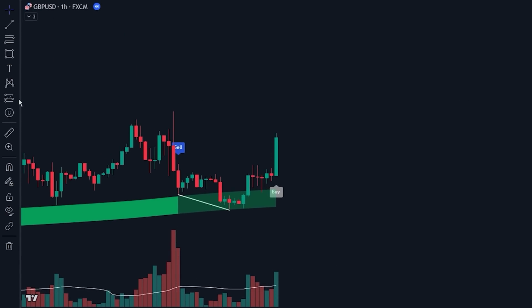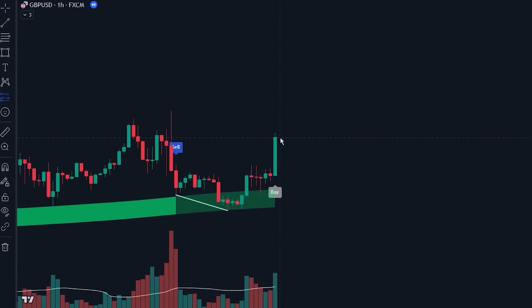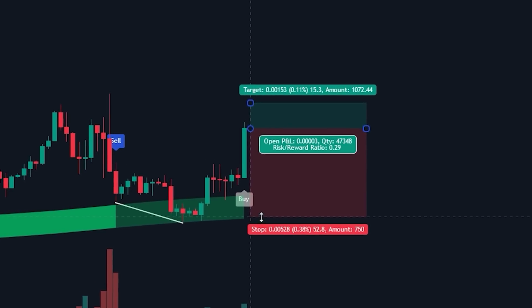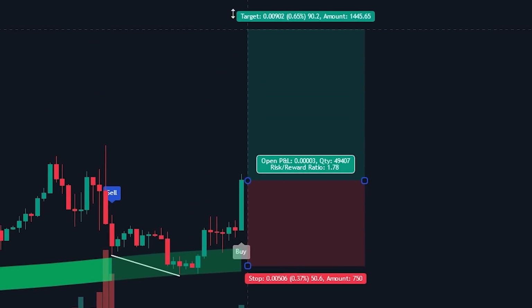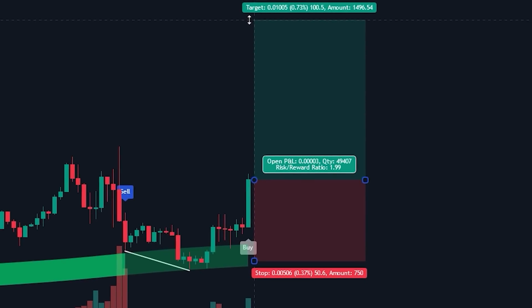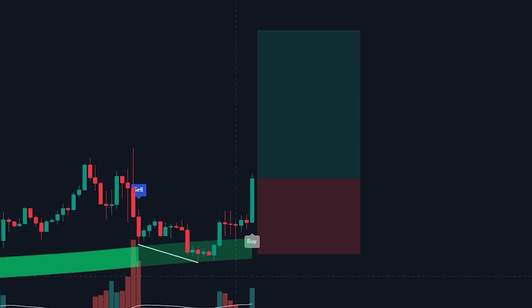Because of these signals, let's enter into the buy position here. We will be placing the stop loss at the recent swing low. For the take profit, we will be targeting a 2 times risk-to-reward ratio. Now let's see how the trade plays out.